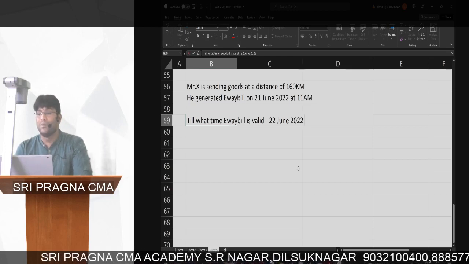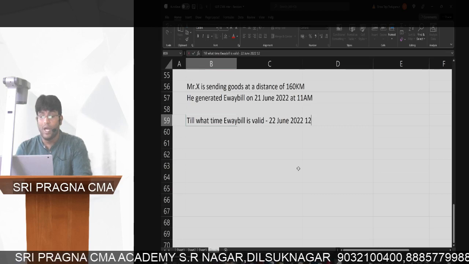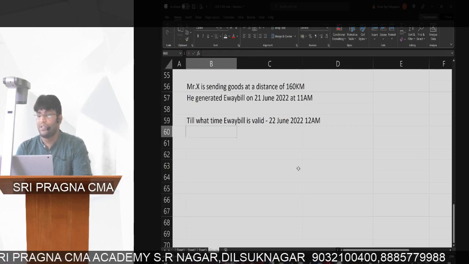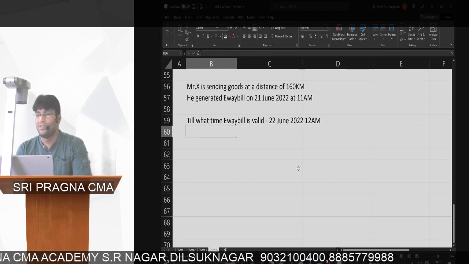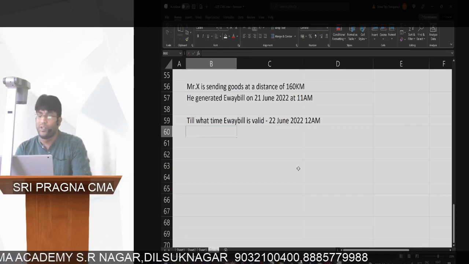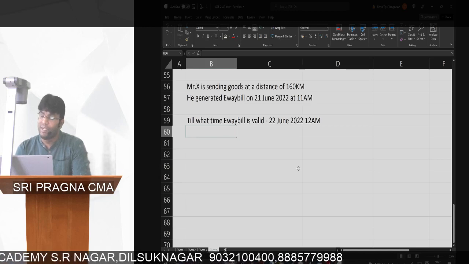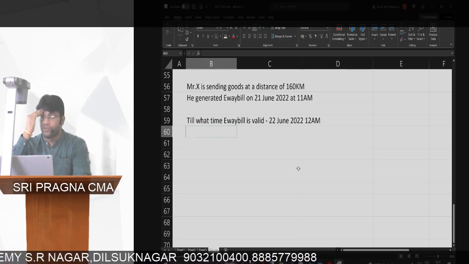No idea. It is valid till 22nd June 2022 up to 12 a.m. You thought 12 p.m.? No, it's not 12 p.m., it's 12 a.m. only. Very good. So whatever time you generate, next day till midnight, you will have this validity. That point is very clear.